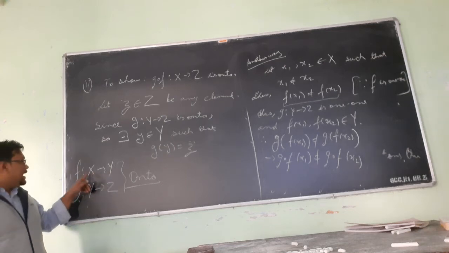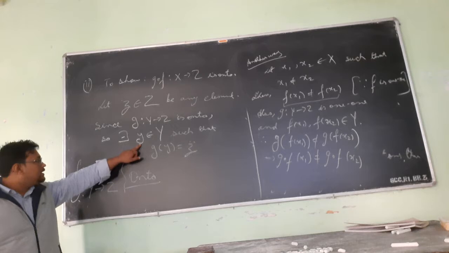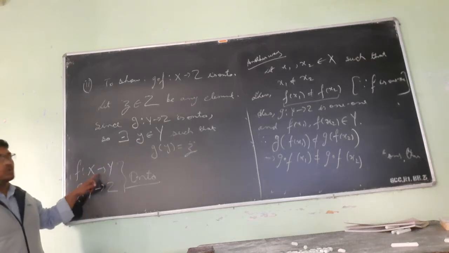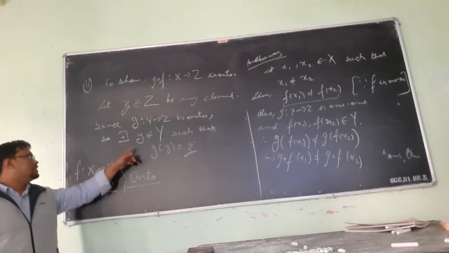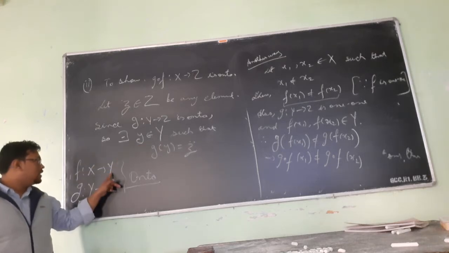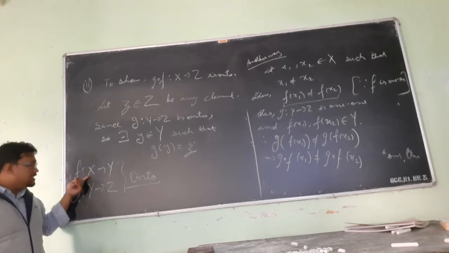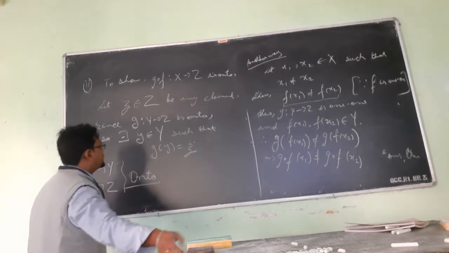Now f from x to y is again onto. So for this element y, we will get another element here such that f(x) is y. This is again onto. So we have got an element y inside capital Y. Since this is onto, we will get another preimage under the function f. Okay, so this is what we will write here.